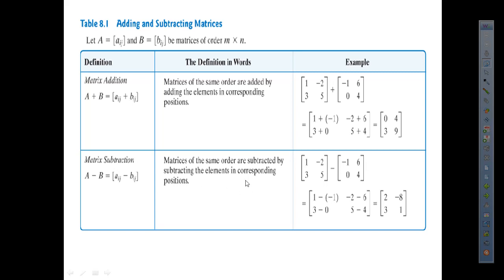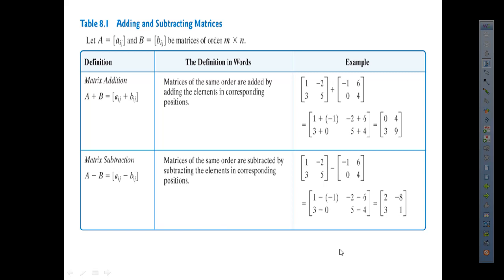Now, guess what? You can do the exact same thing with subtraction, except you have to remember that you are subtracting. It's almost like parentheses, guys. It's almost like you're remembering I'm subtracting every element over here. So I'm doing 1 minus a negative 1, negative 2 minus 6, 3 minus 0, 5 minus 4. So you got to hit that minus with every single element going from one to the other. And when you do all that, we get 2, negative 8, 3, 1.